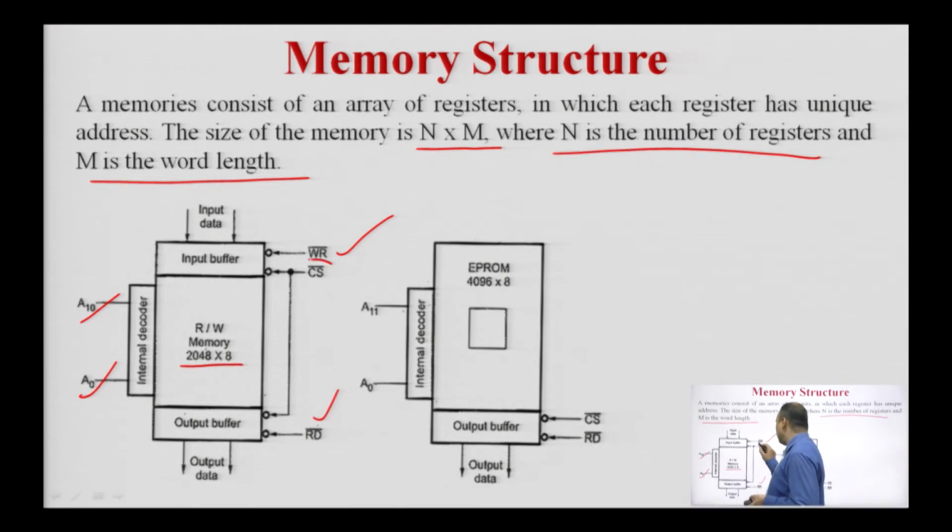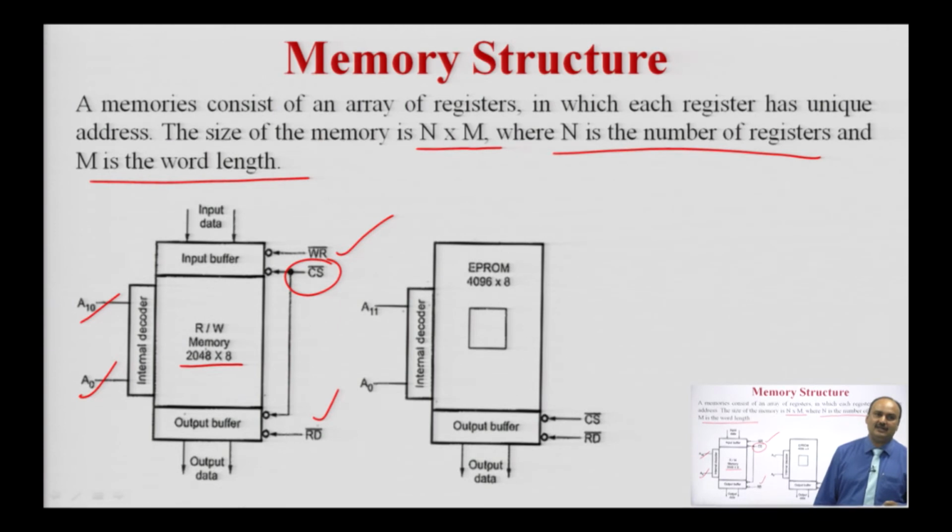We need to enable this memory device with the help of the chip select signal. The input data buffer and output data buffer are used to interface the memory device with the microprocessor.